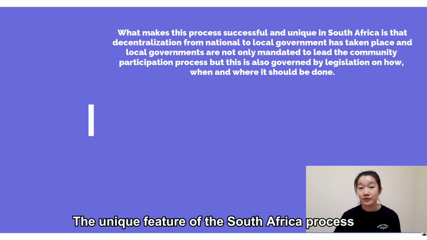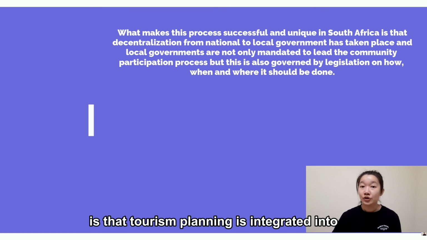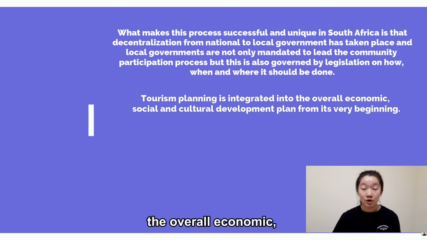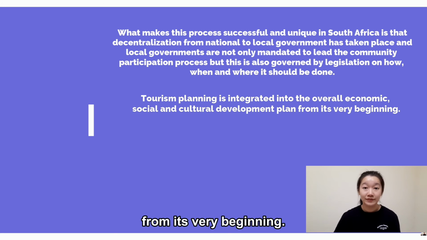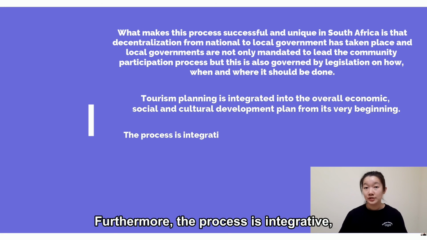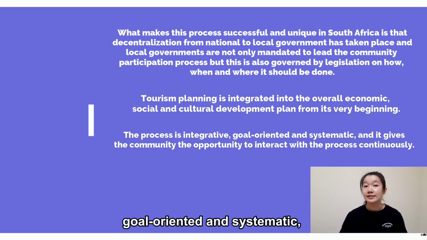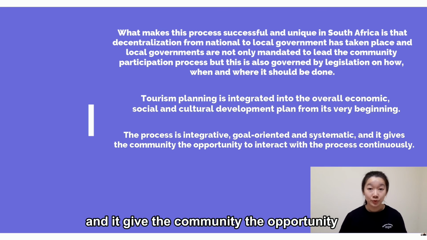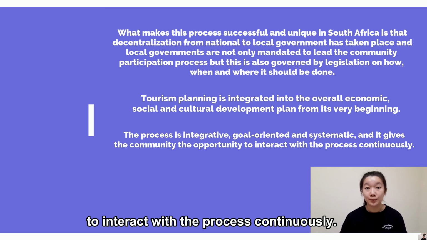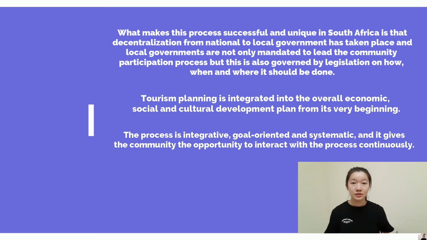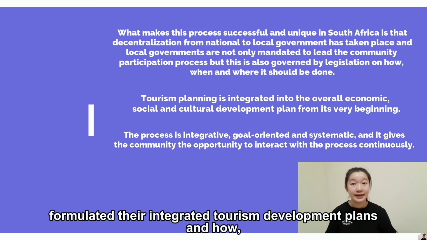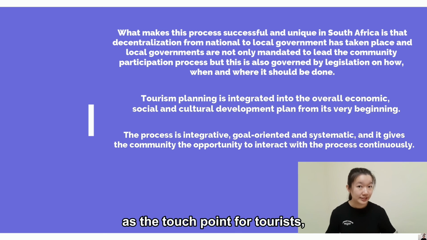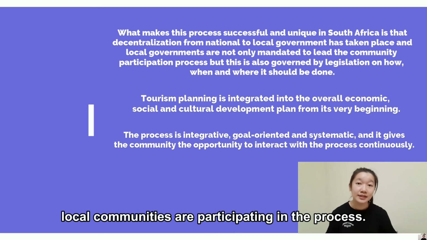The unique feature of the South Africa process is that tourism planning is integrated into the overall economy, social and cultural development plan from its very beginning. Furthermore, the process is integrative, goal-oriented and systematic, and it gives the community the opportunity to interact with the process continuously. It is relevant to consider, therefore, how South Africa has formulated their integrated tourism development plans and how, as the touch point for tourists, local communities are participating in the process.